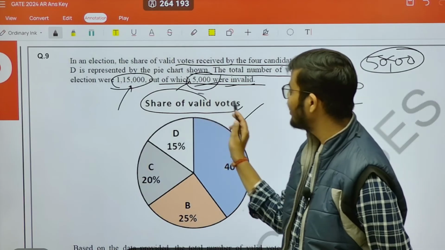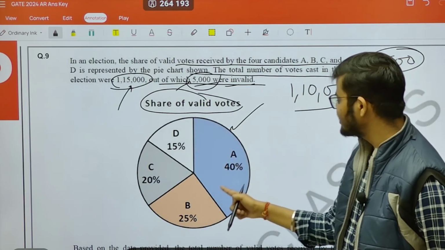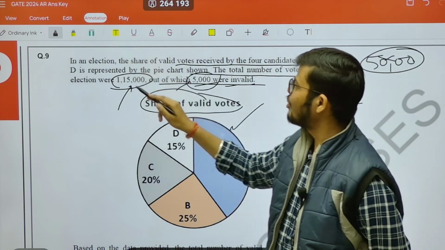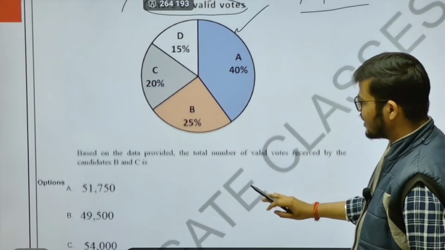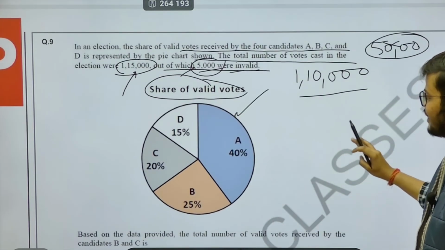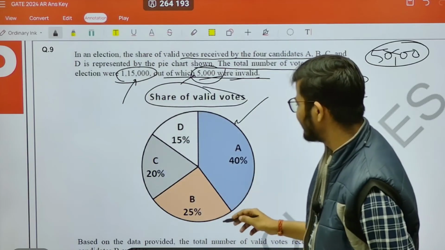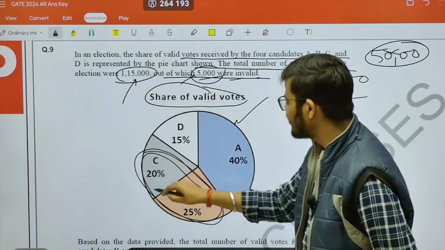Out of that, share of valid votes is given: out of 1,10,000 votes, A got 40%, B got 25%, C got 20%, D got 15%. That is the percentage here. Now they are saying, based on the data provided, the total number of valid votes received by candidates B and C. Nothing can be simpler than this. They are asking how many votes were cast in favor of C and B, na?